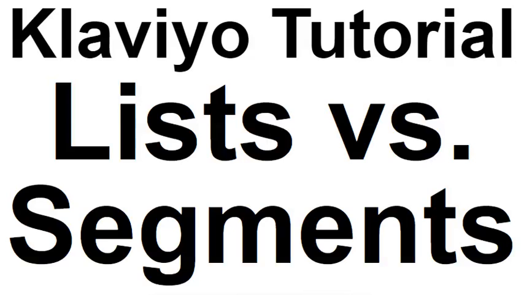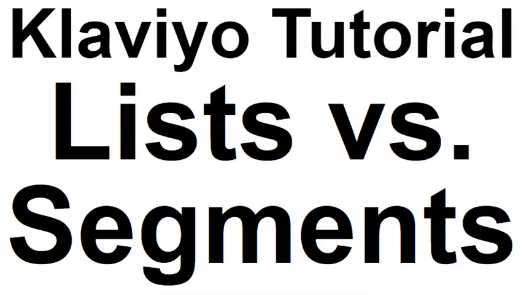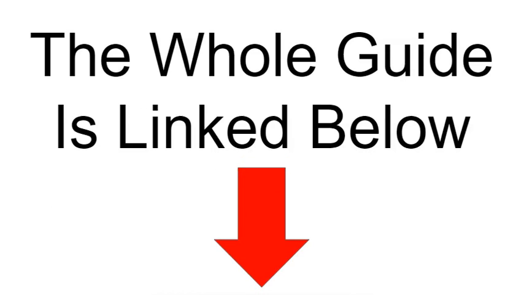We're talking about lists and segments inside of Klaviyo. Klaviyo lists and segments, what are the differences between them? What makes them useful, not useful? This is actually going to be part 3D. I have multiple videos on lists and segments, and this whole series is 6 parts. We're in part 3 right here. I'm doing 3 A, B, C, and D because there are multiple parts when I make these update videos. If you want the whole guide, it's linked below. So we're going to go ahead and get started.